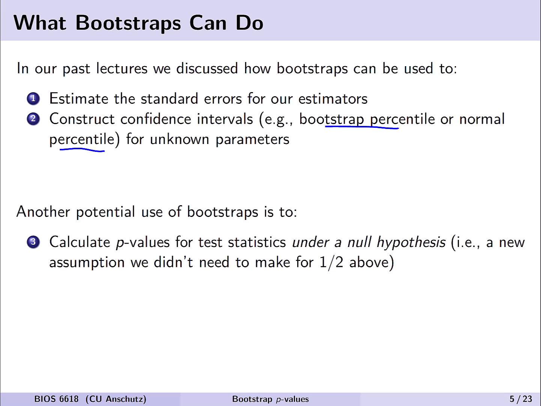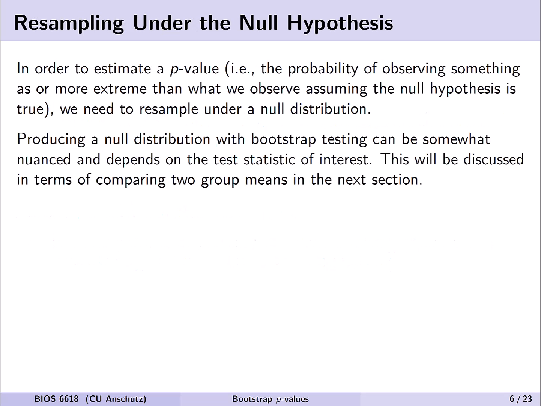Well, one question that keeps coming up is, can we somehow estimate the idea of a p-value or p-value-like summary for our bootstraps as well? Especially considering we can construct confidence intervals and interpret them for significance. And that's the point of this lecture, to show how we can calculate p-values for test statistics under a null hypothesis, and we'll see that this is very important, which is a new assumption we didn't make for points 1 and 2 above for standard errors or confidence intervals. So let's touch on this a little bit more.